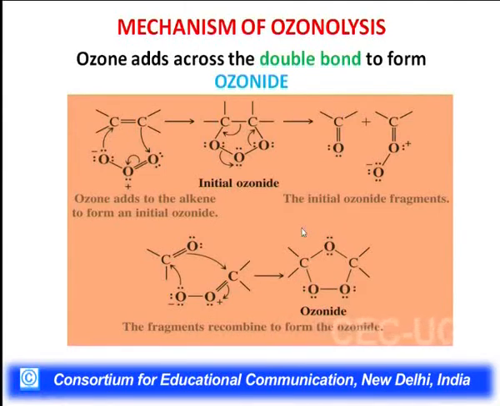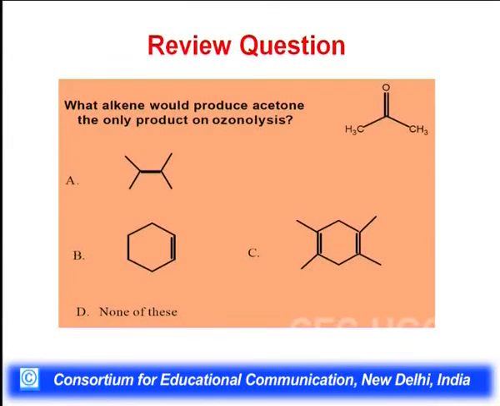So what you have to remember is, the simple thing is that we will break the double bond, make 2 fragments, and then to each fragment we will add an oxygen, and we will get the resulting product, which may be an aldehyde or a ketone. So let us look into this question now.